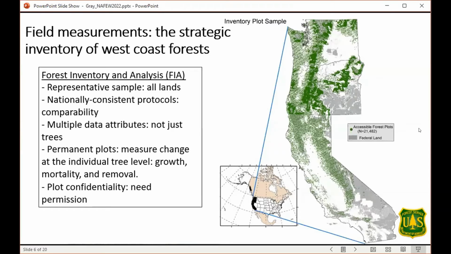This is a portion of the U.S. National Inventory. These are the plots in green on forest land across the West Coast. The beauty of this sample is that we're taking measurements on all lands. We have nationally consistent protocols which allow comparability across regions. We're measuring multiple data attributes on permanent plots, so we're actually tracking individual trees over time. And something very important to our private landowners is that the identity of the plots and the owners is confidential, but all the other data are publicly available for use by anyone.